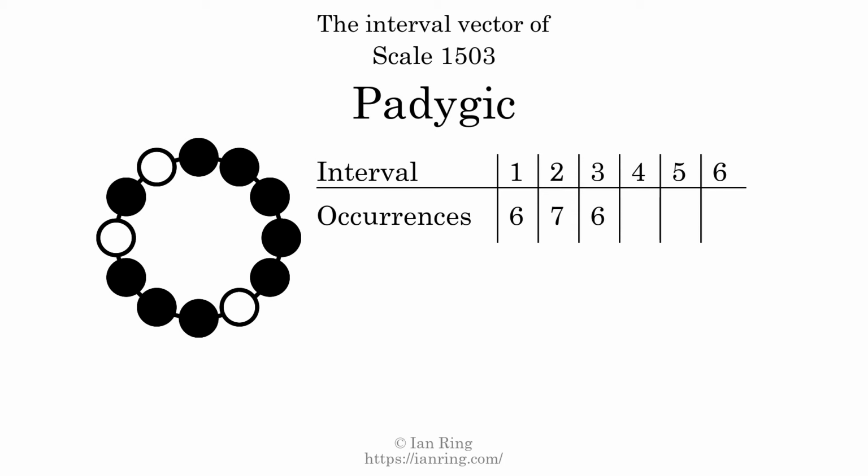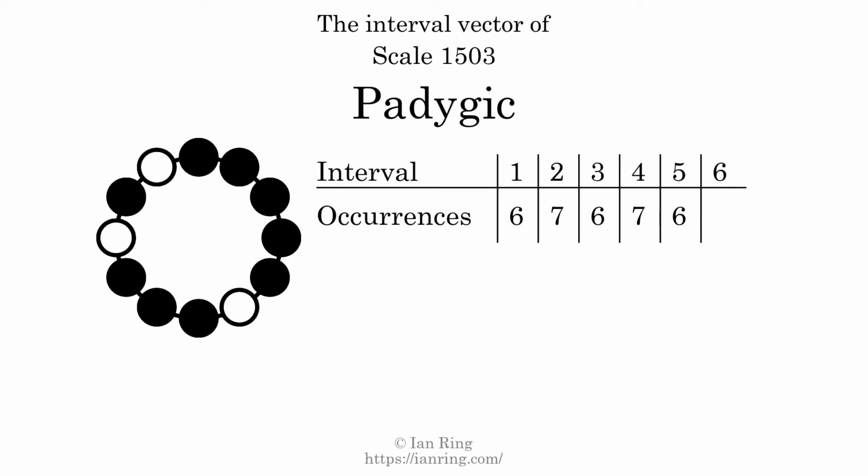There are 6 intervals with the size of 3 semitones. They are here, here, here, here, here, and here. There are 7 intervals with the size of 4 semitones. They are here, here, here, here, here, here, and here.